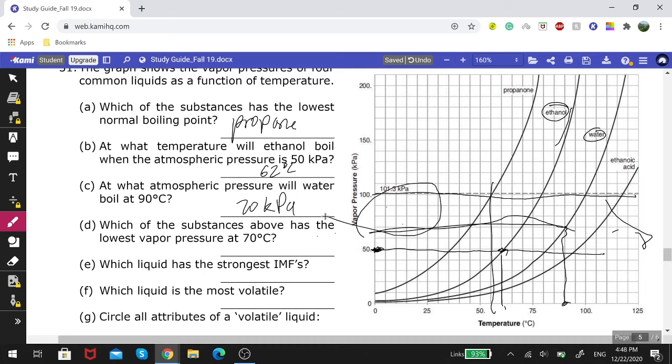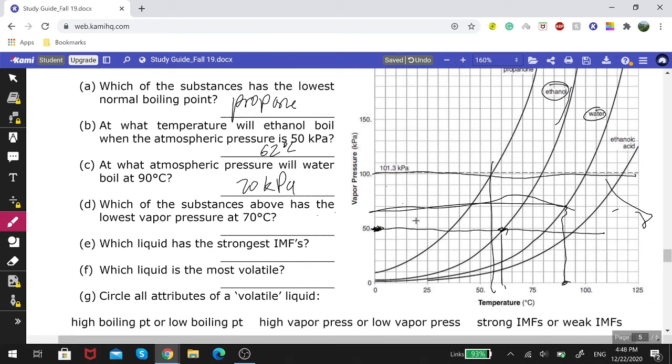Which of the substances have the lowest vapor pressure at 70 degrees Celsius? So when we're at 70 degrees Celsius, which of these has the lowest vapor pressure? Well, that is this point, right? This point is ethanoic acid.